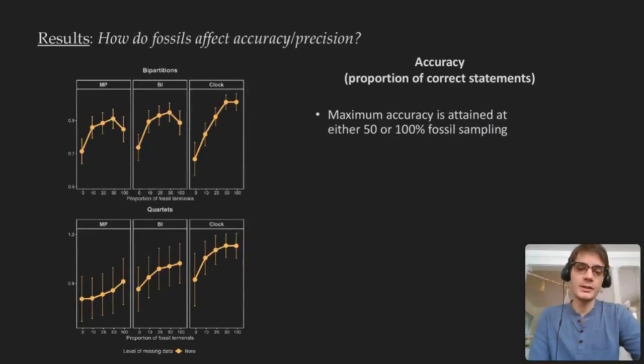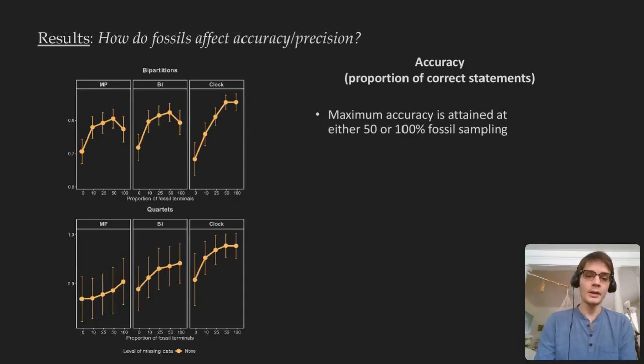And so onto the results. What I'm going to show you first is the results of accuracy. So when we're looking at this, we're getting a sense of the proportion of correct statements that trees are making. What I'm showing you on the left, we can see bipartitions on the top, quartets on the bottom. MP, BI, and clock are the three methods of inference. And the data that I'm showing you here in yellow is before we include any type of missing data.